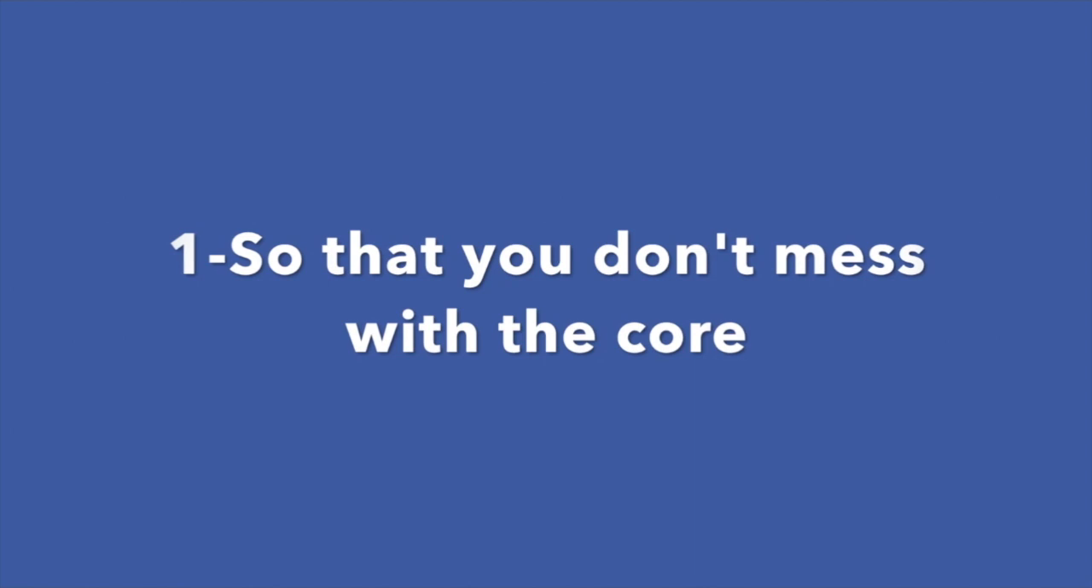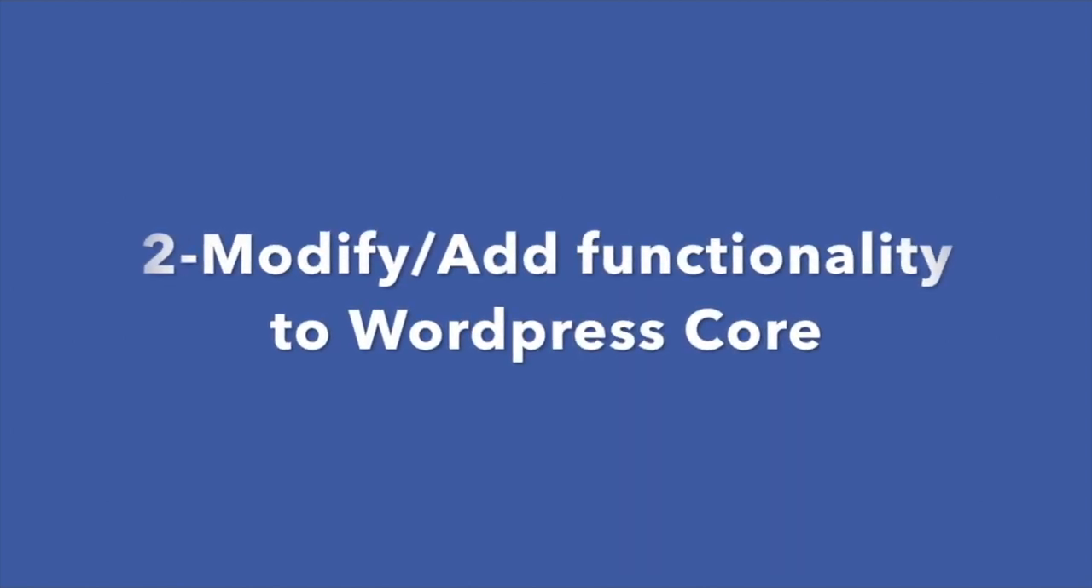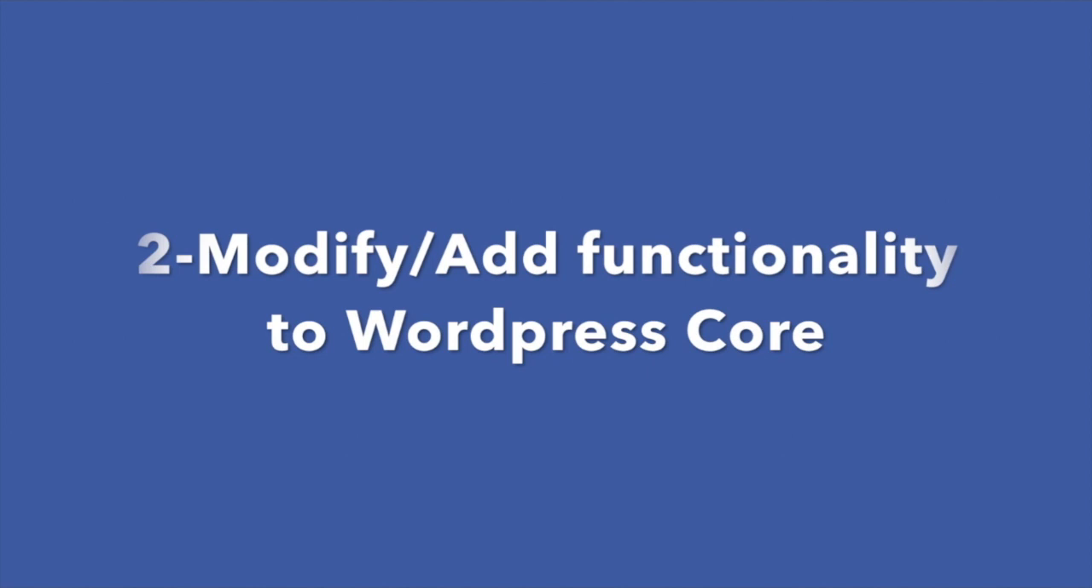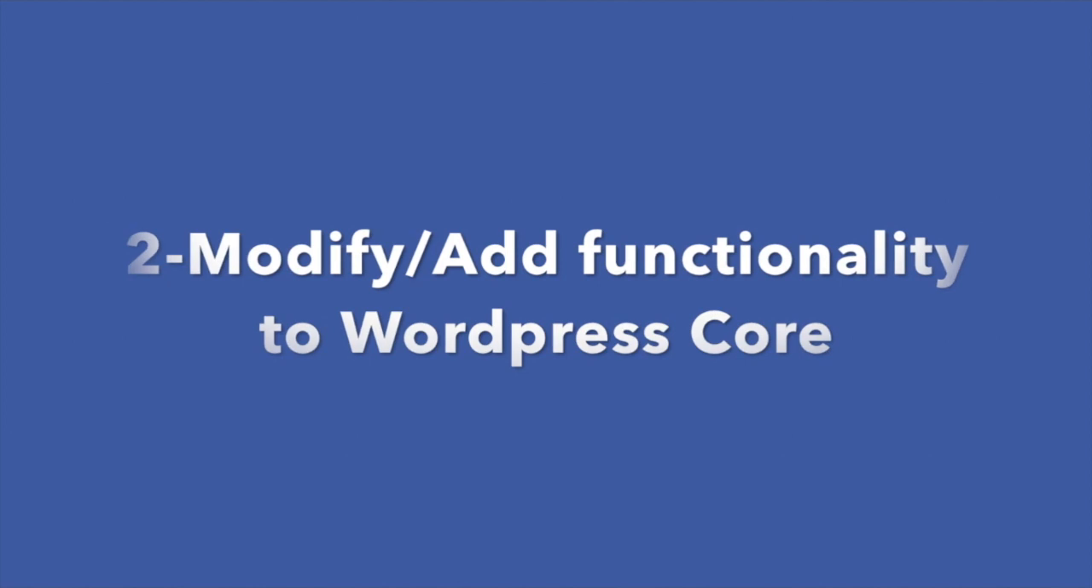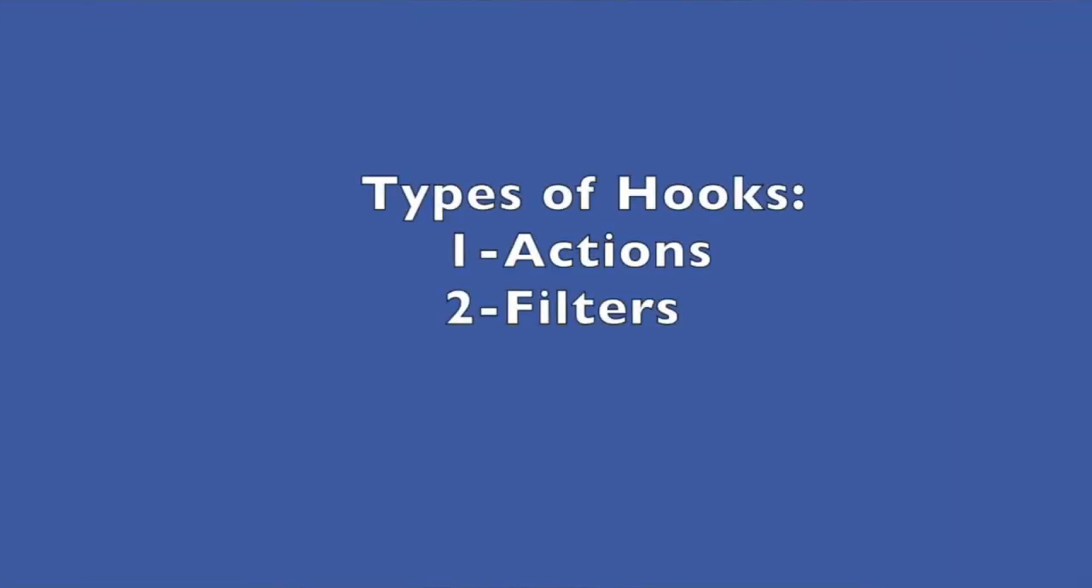And the second most important thing is that you can modify and add functionality to WordPress core. So you can add new functions to WordPress, and you can modify what it is actually doing. Theme and plugin developers will be able to add new functionality to WordPress core using these hooks at specific points. Okay. So there are different types of hooks. The first one is actions, and the second one is filters.